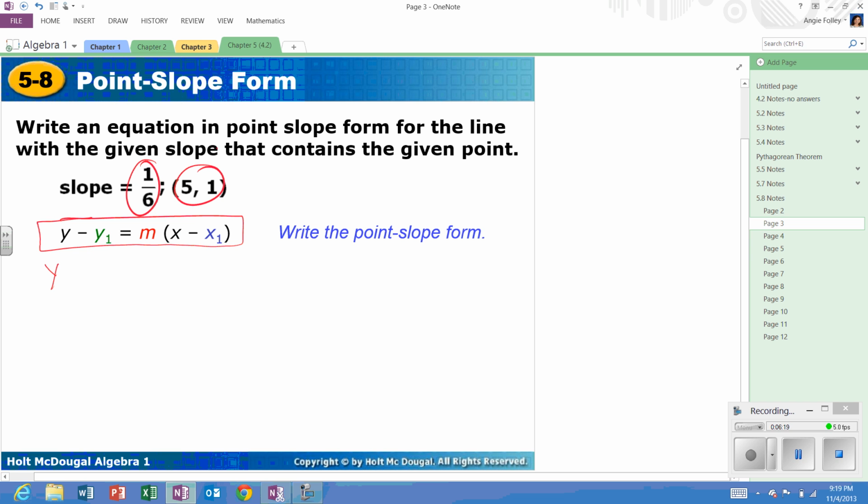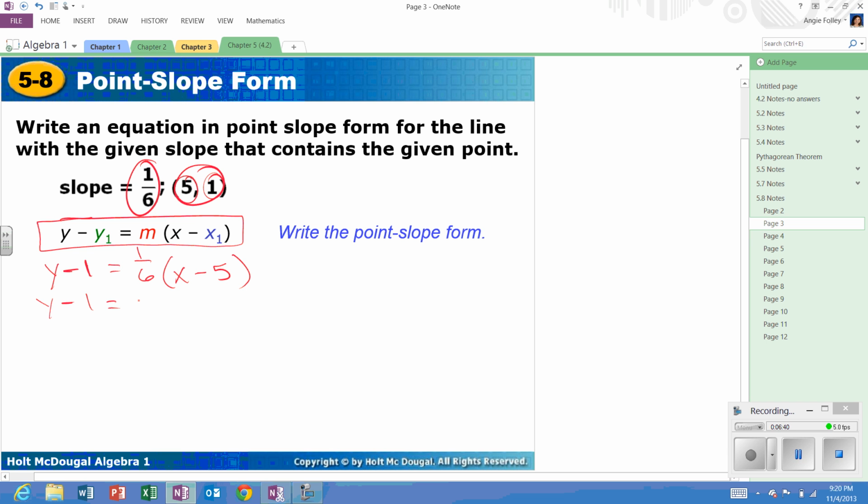So my y1 is right here, 1. My m is 1/6. And then my x1 is just 5. So we could stop there. That would be the point slope form. But I want to see if I can get you guys to go to the slope-intercept form.